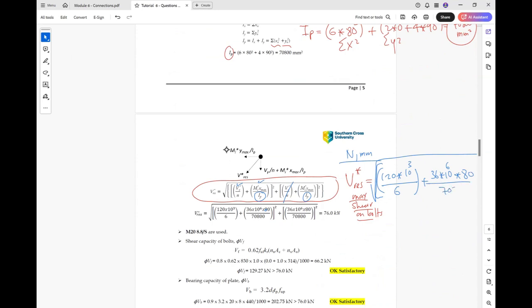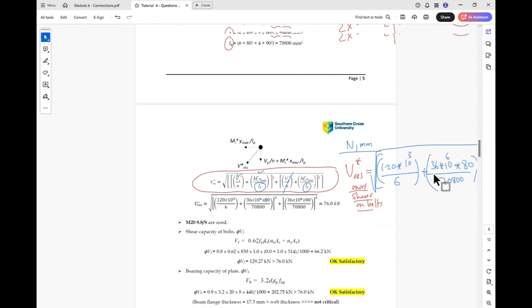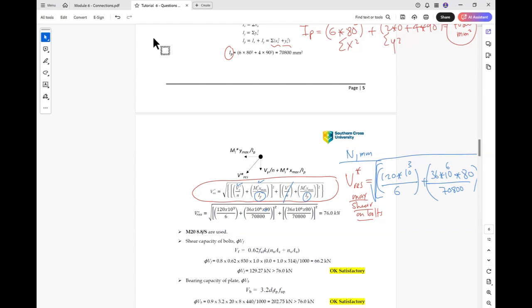How much is Ip? 70,800. So all of this is under the root, and this is squared, plus Vx over n, which is 0 because there is no Vx, plus M, 36 times 10 to the power 6, times y max, which is 90, over 70,800, all squared under the root. So we can find V resultant star.